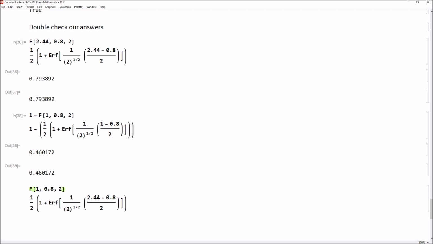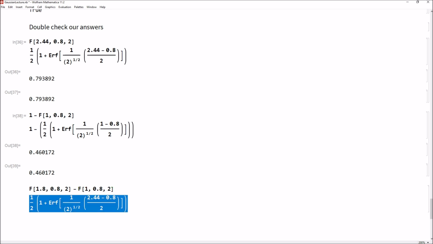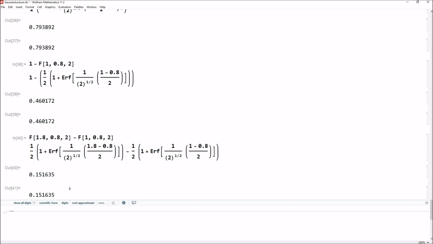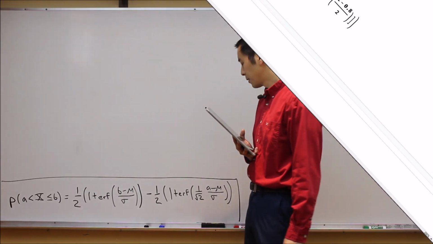So that's just the difference of the cumulative distribution functions, 1.8 and 1. Right? And then we said this was the same thing as if we had used the error function and gone between 1.8 and 1. And I think we said this was somewhere in the neighborhood of 15% or something. And yes, there we go. So both of these are the same. So yay, they all work.